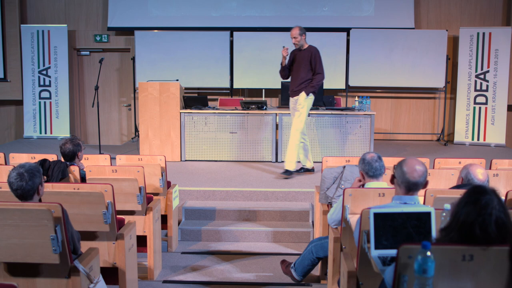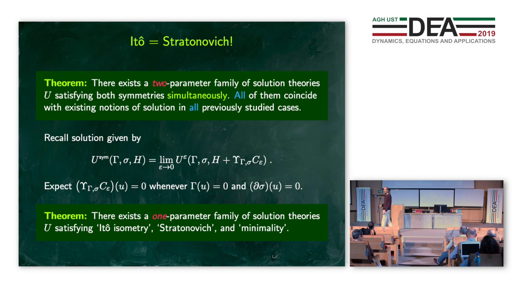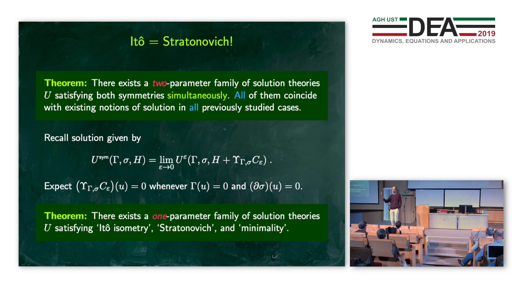And in the natural geometric case, so in the case where the gammas are really the Christoffel symbols for a Riemannian metric, and the sigmas are such that sigma sigma transpose gives you the same metric, it means that there's actually a link between the gammas and the sigmas. They're not completely independent. So in that particular case, all elements of this one-parameter family coincide. Okay, so they're actually all the same. And so now you have actually just one completely canonical notion of what it means to be a solution. Okay?